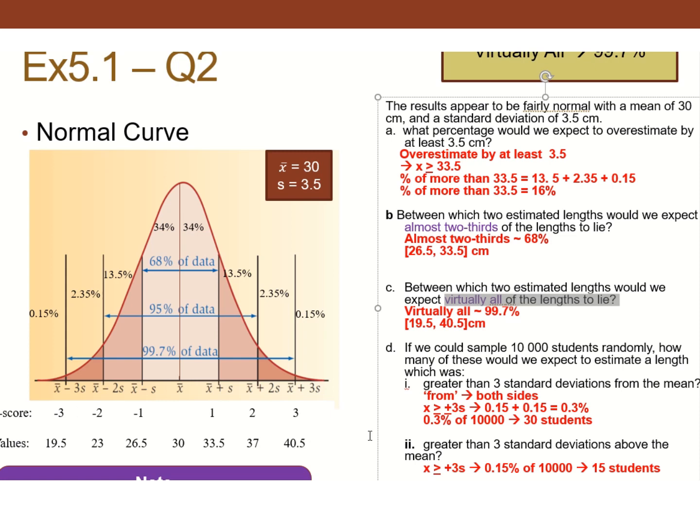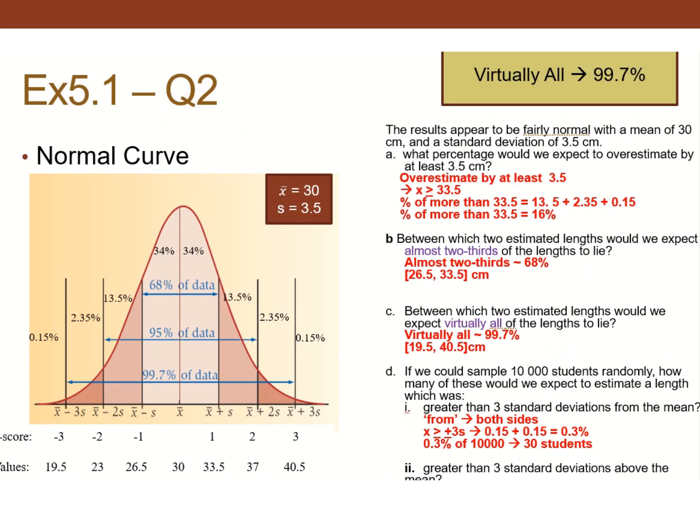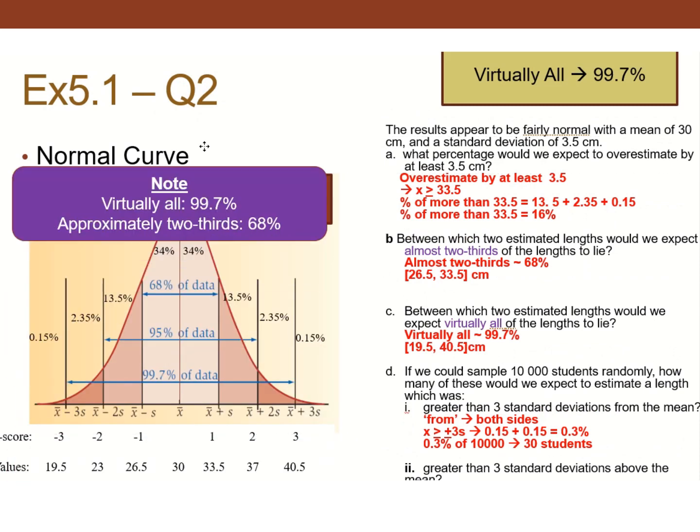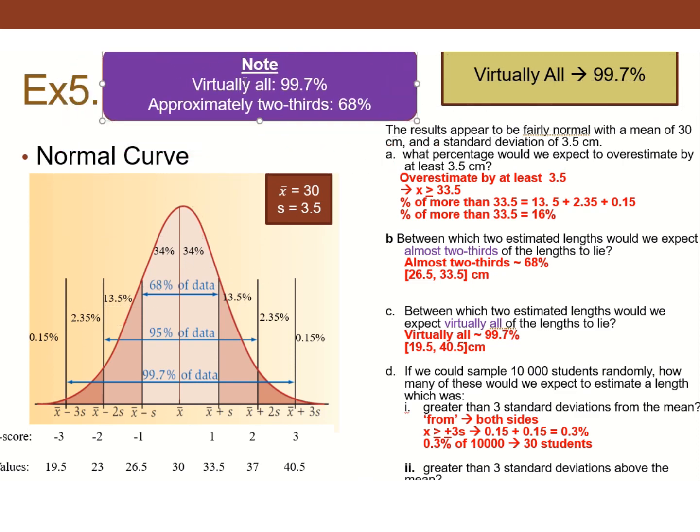So these are the two new terms that you need. 95% got nothing. 68 is 2/3. Virtually all is 99.7%, which you can see in the slides as you go through them. I've put it here in the slides, okay? Virtually all is 99.7% and approximately 2/3 is 68%.